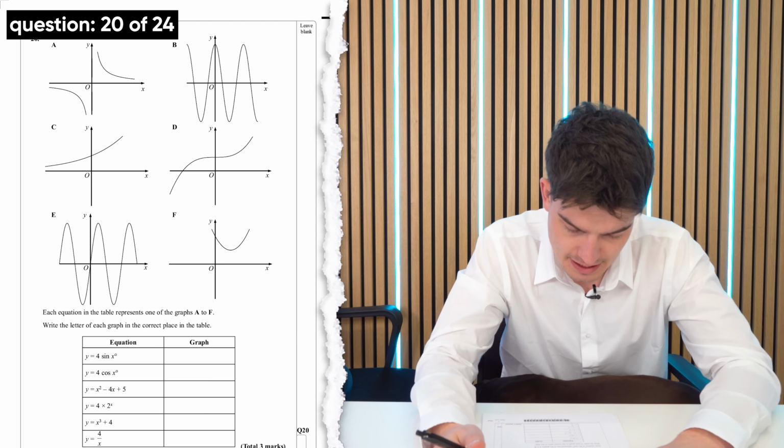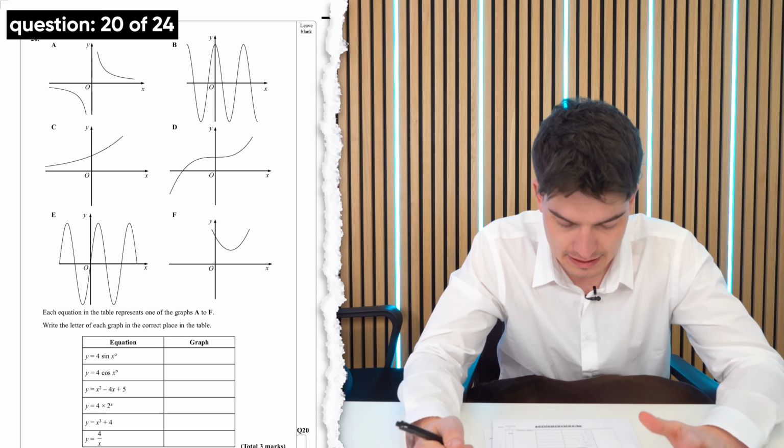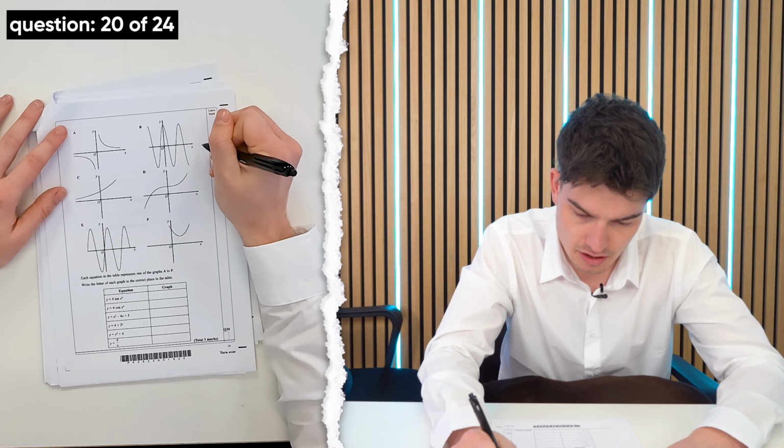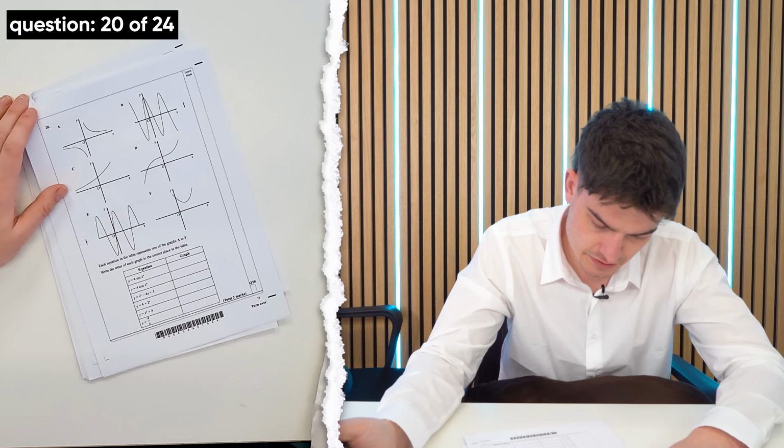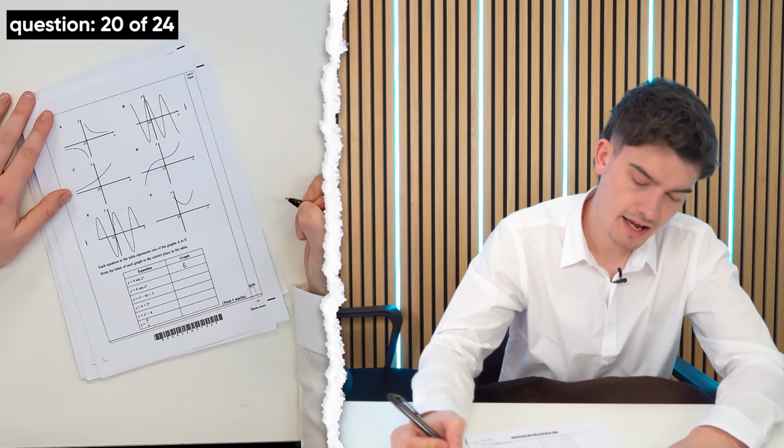Each equation in the table represents one of the graphs A to F. All right, which graph is what? So realistically, I've got a good chance of getting something right here. Oh, I'm not too sure I do. So these are the sine and the cos graphs. Which ones they are, I'm not too sure. I'm going to say sine is E, and cos gives me high at the start vibes.